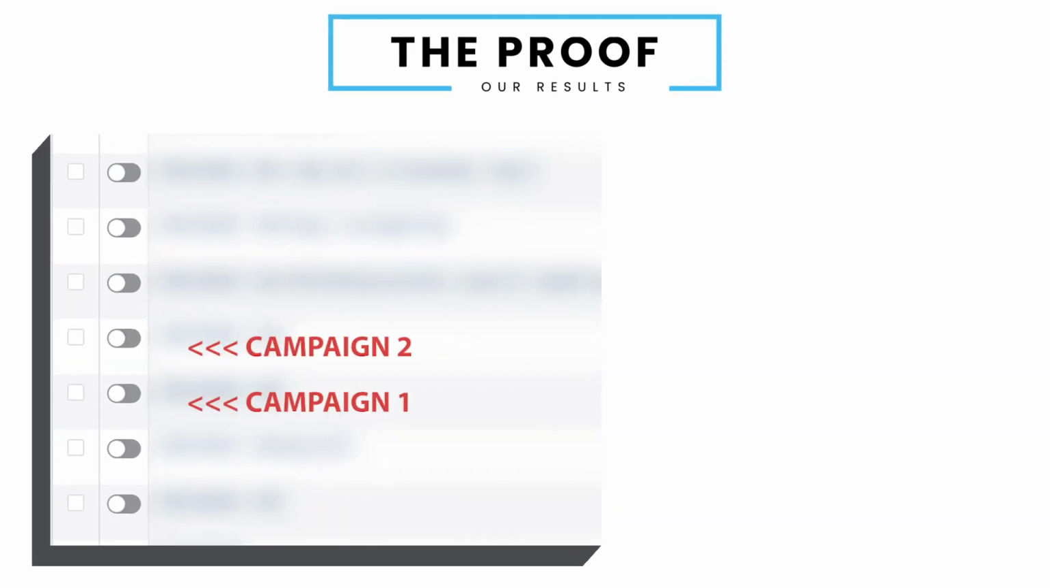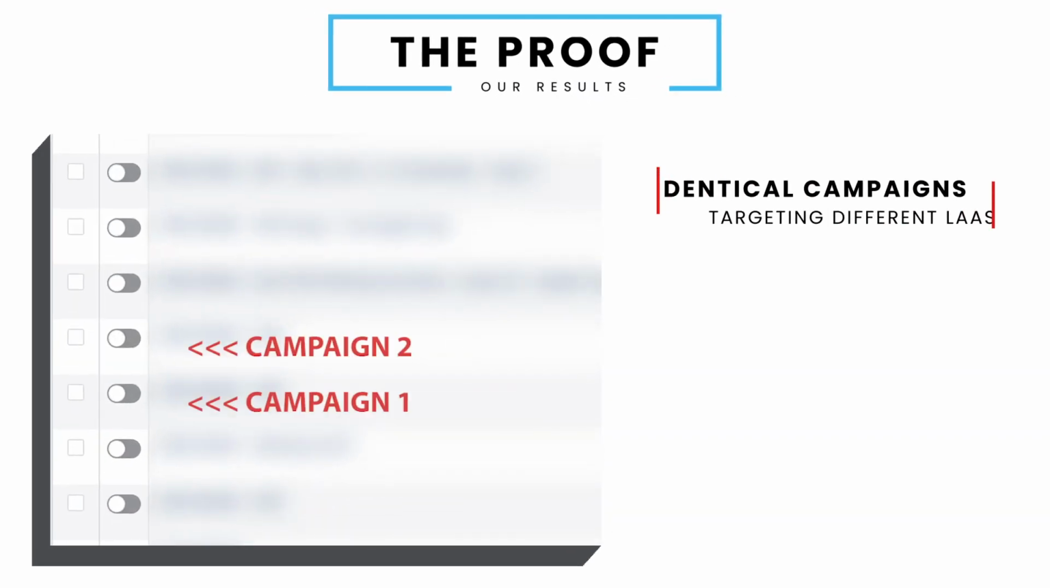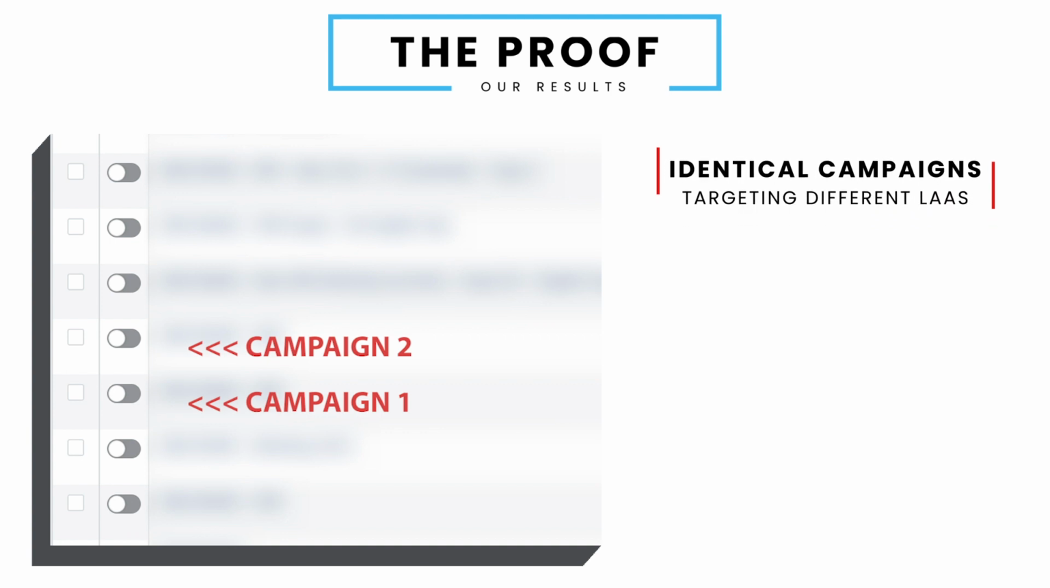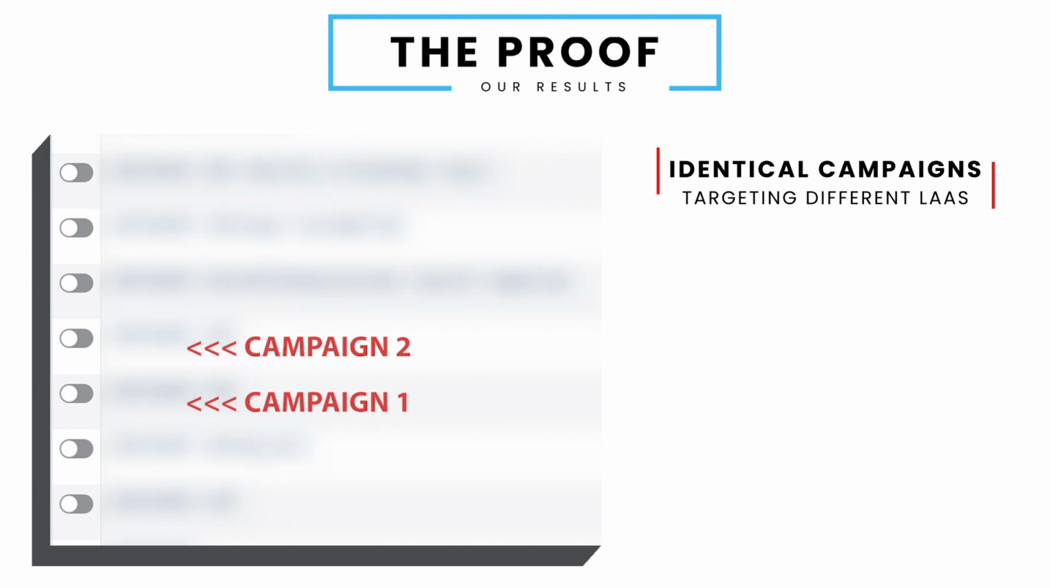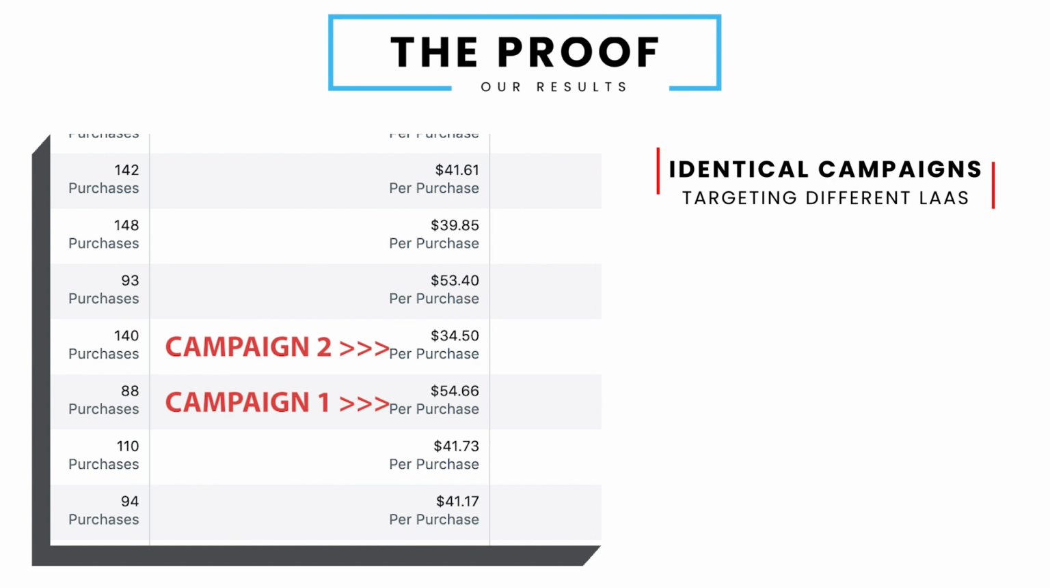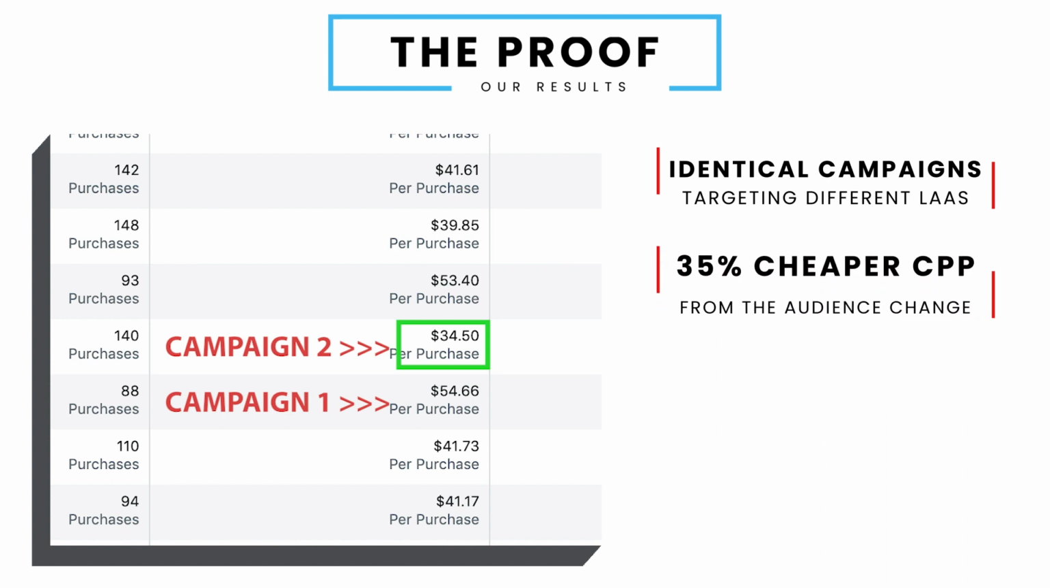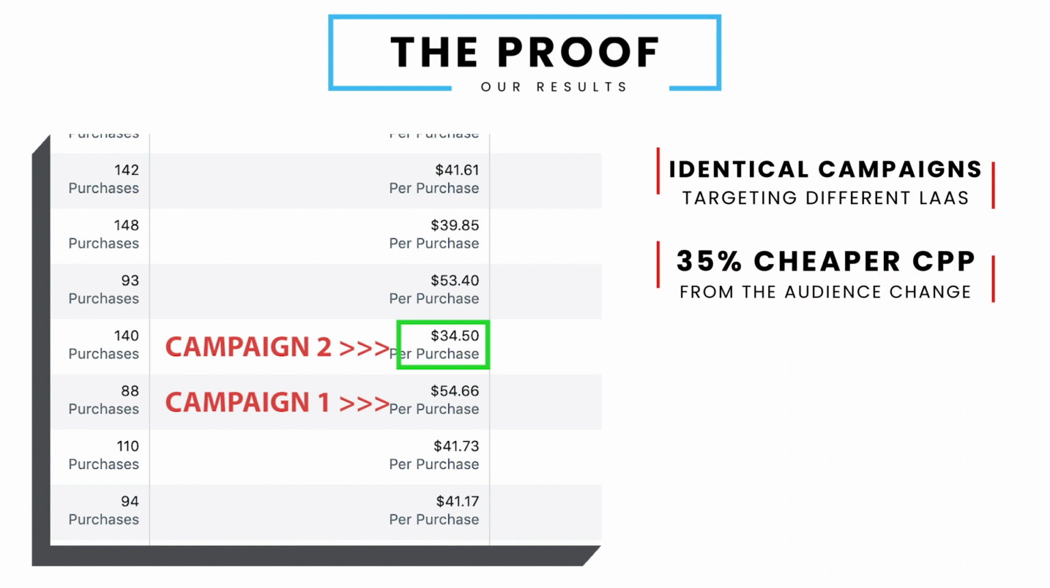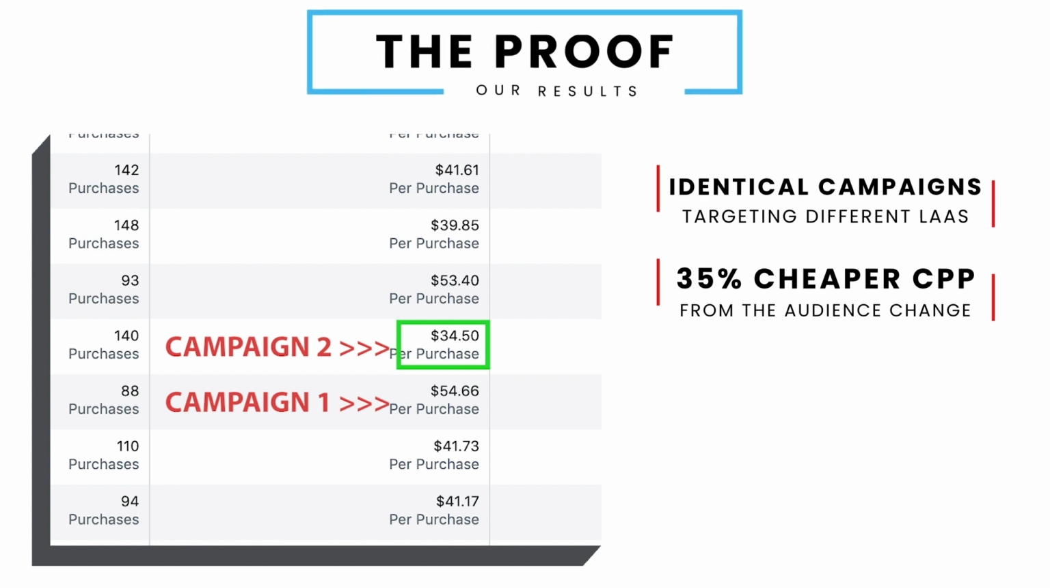Real quick, here's the proof. These two campaigns are identical in every way except Campaign 1 targets the typical lookalike audience that most people make, and Campaign 2 targets the super lookalike we're about to discuss. As you can see, the small change has the potential to have a huge impact on the campaign's outcome. In our case, using super lookalikes in Campaign 2 led to a 35% cheaper cost per purchase compared to the original Campaign 1.